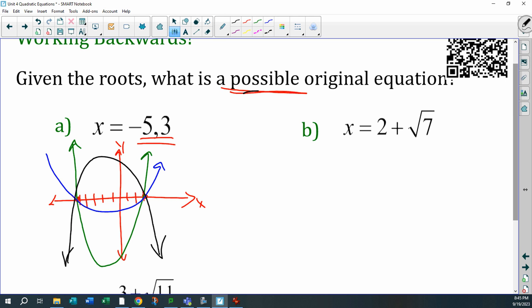We can only find a possible original equation. Why? Because we don't have enough information. We only have those 2 roots, and you can put a ton of different graphs through those 2 roots. So what do we do? Well, simple. We're going to do this.